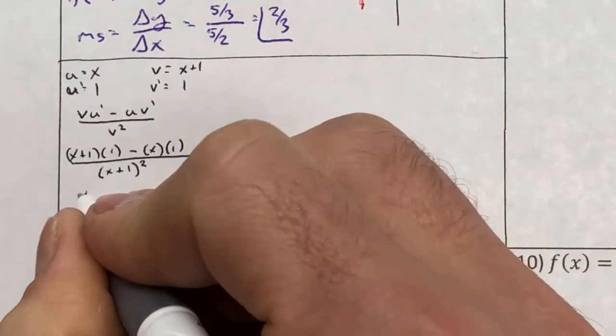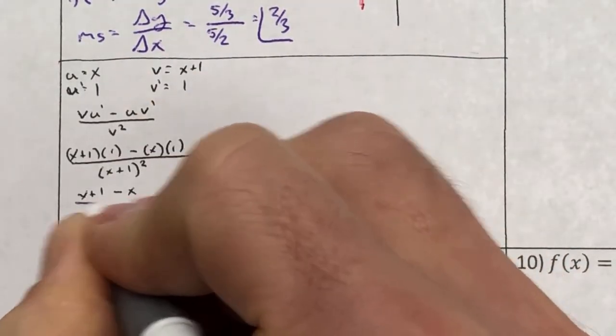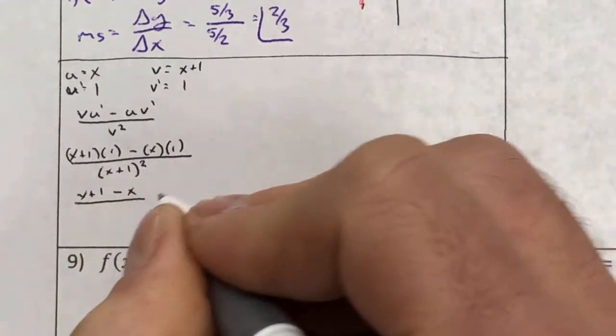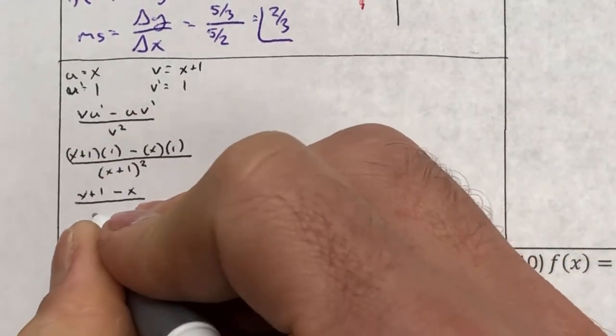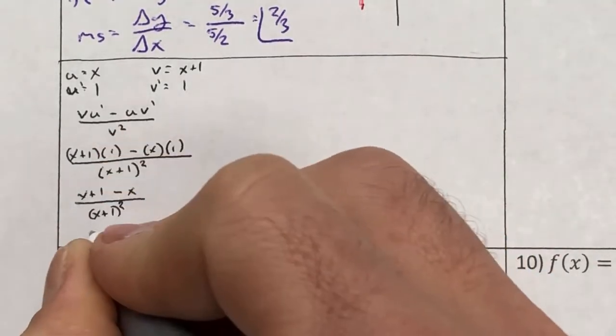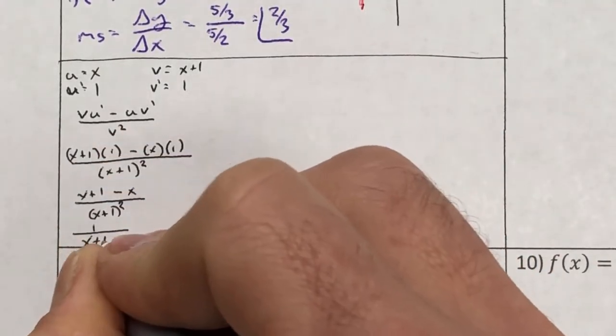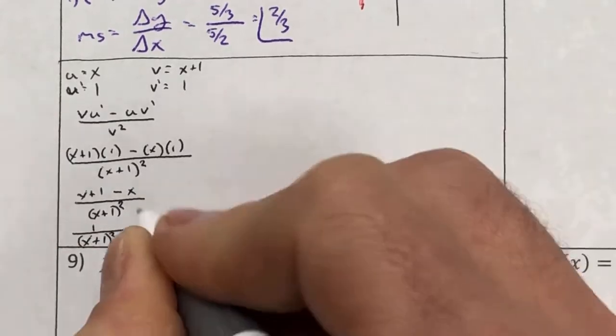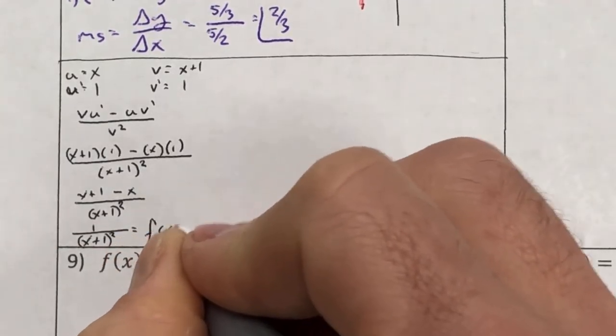So what I get here is an x plus 1 minus x all over x plus 1 squared. I'm going to leave that for right now, see if we need to do anything with it. These x's cancel out, so I get 1 over x plus 1 squared. And this is my f prime of x.